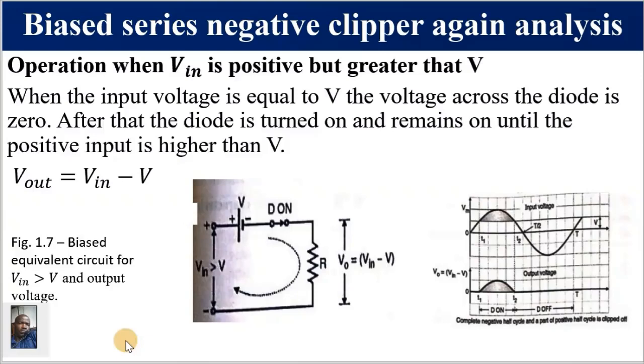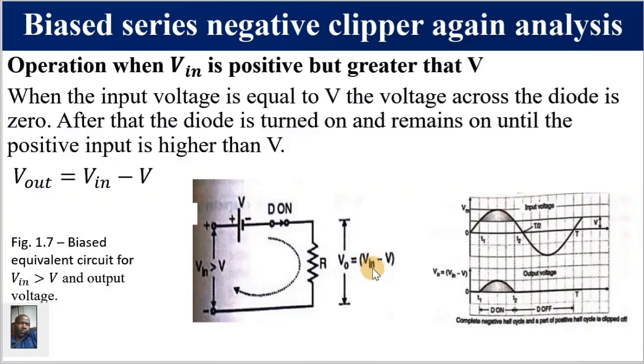We are now looking at the other condition, operation when Vin is positive but now greater than V. What is the effect? When this is greater than V, the diode is going to be on. D on means diode on, so it will behave like a closed switch, and our current is going to flow this way. Hence we are going to have an output equal to Vin minus V, where V is this voltage. If you have a look, this will oppose this, so this diode will conduct when this is greater than this, or when it is able to overcome this. You know what happens with the barrier voltage.